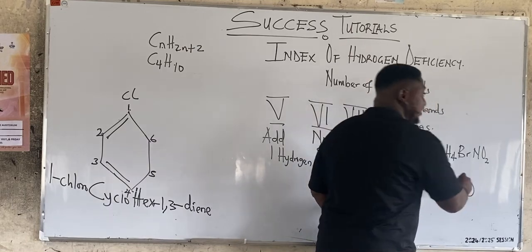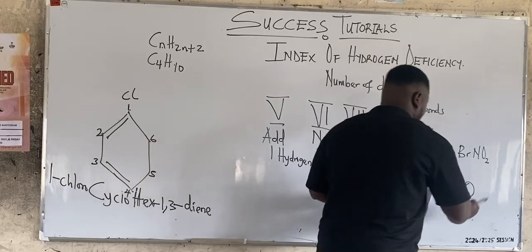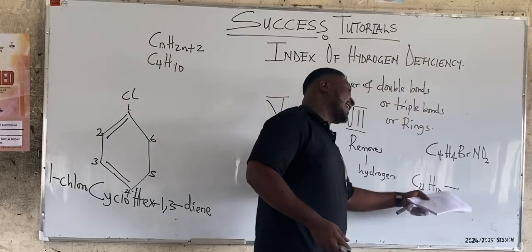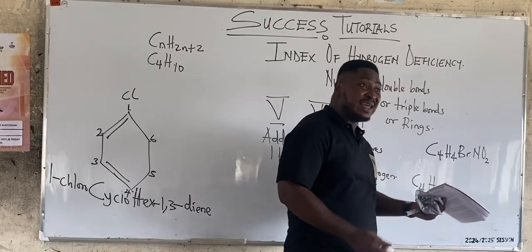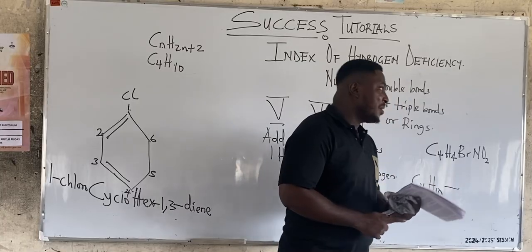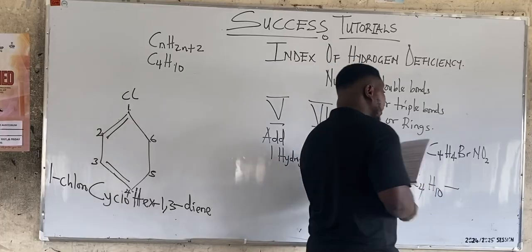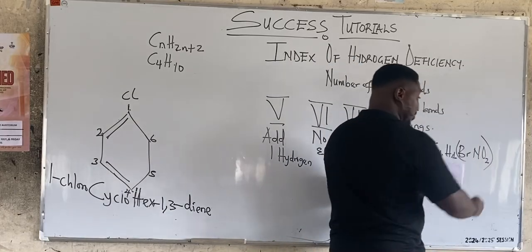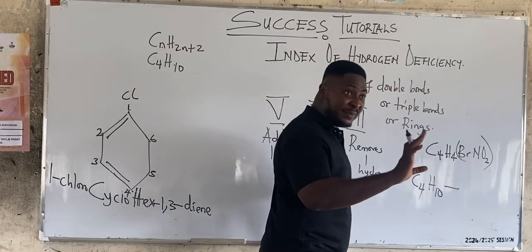Anytime a compound is saturated, its IHD is what? 0. So this guy has 10 hydrogen, why does this guy have 4? It shows you this level of unsaturation. Before you continue now, class, if all this Br and NO2 were not there, what we would have done to get the IHD would have been simple. Follow me.